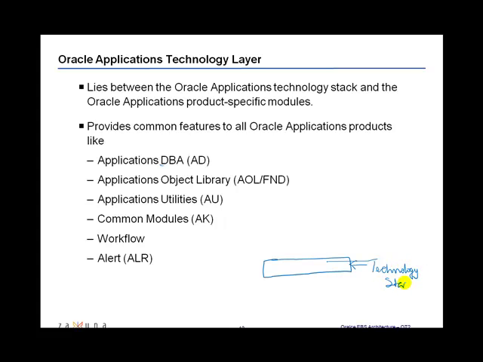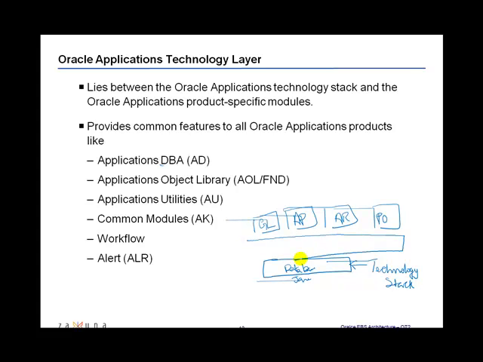So this is the actual software, the database software, and then the Java, whatever the core technology. And then here you have the different modules that are being developed. So you have the GL with the GL logic, AP, AR, let's say PO. So these are the different modules that are developed. Now the application technology layer sits in between the two.